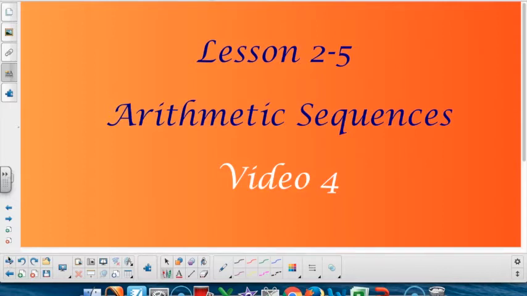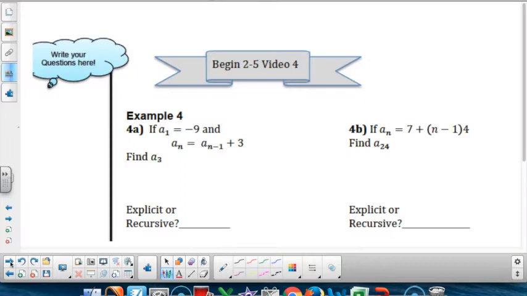In this video we're going to look at the two formulas we've already talked about, recursive and explicit, and see how to identify what I'm looking at and how we can use them. So if a sub 1 equals negative 9 and a sub n equals a sub n minus 1 plus 3, find a sub 3. The first thing I want to know is: is this explicit or recursive?